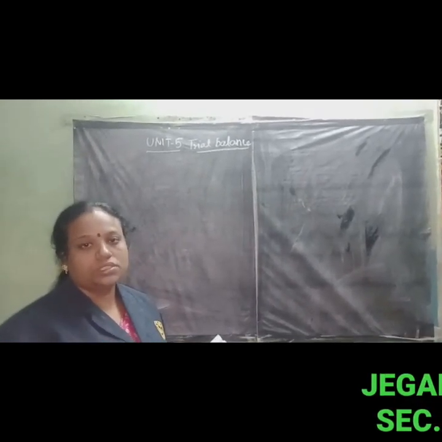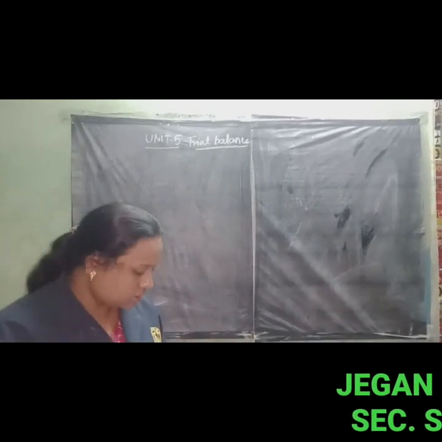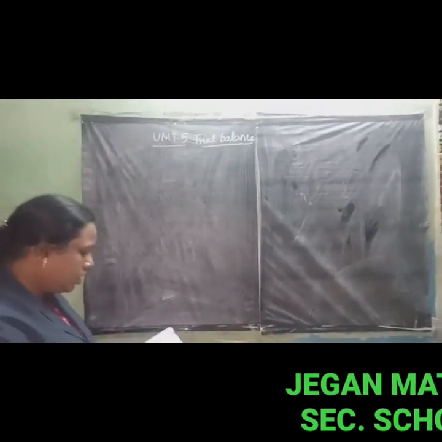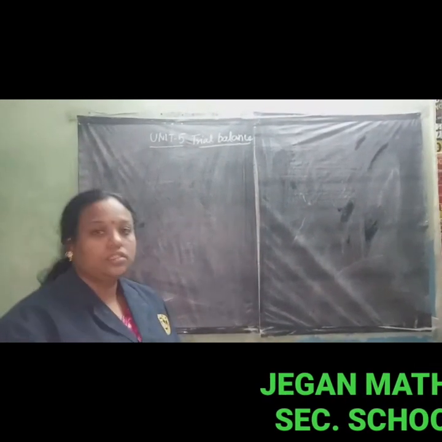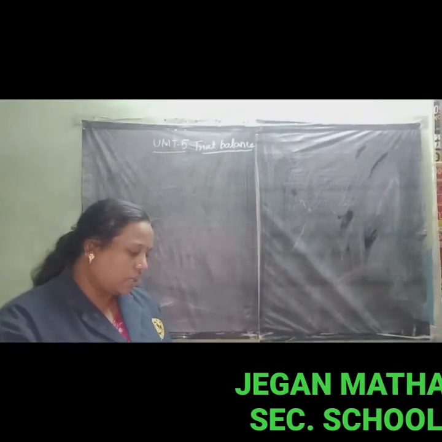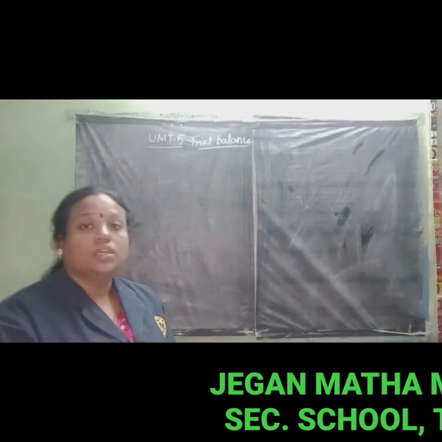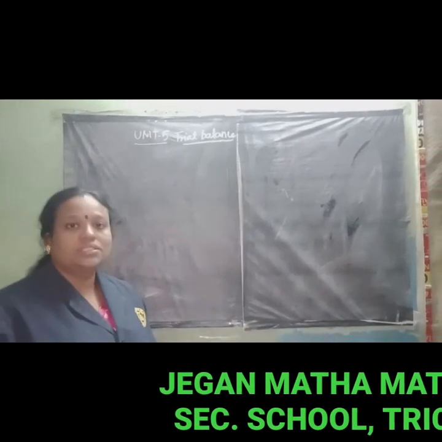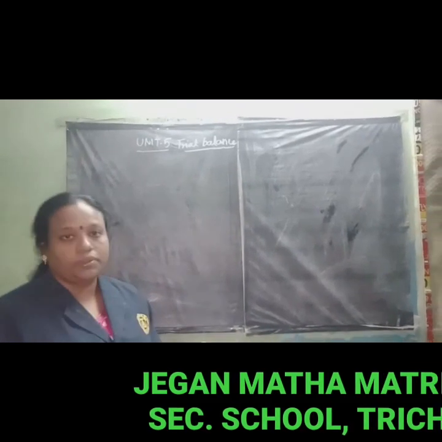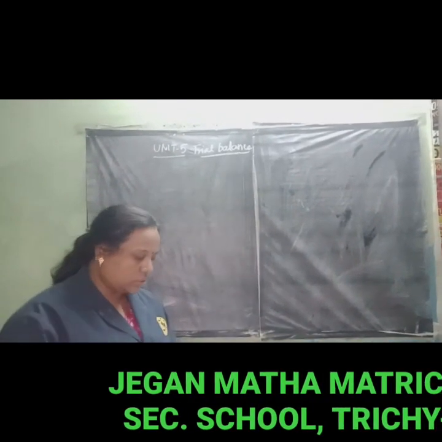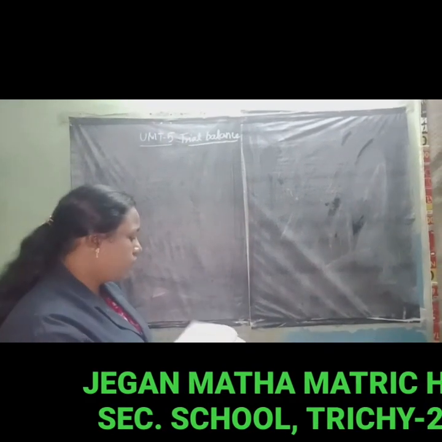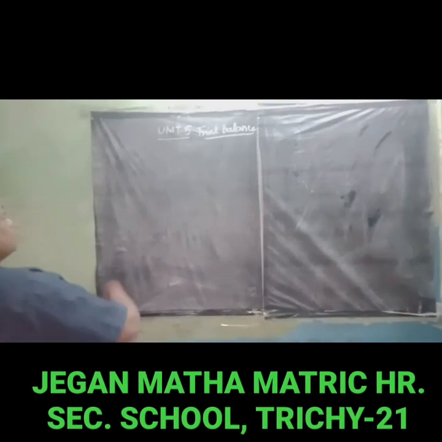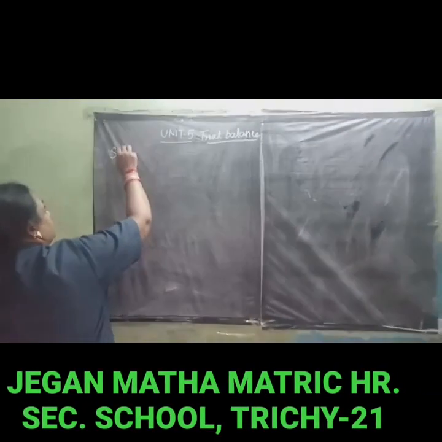In this video we are going to discuss unit 5 trial balance sum number 2. Prepare the trial balance from the following information. I already told you what is trial balance. Trial balance is to know the arithmetical accuracy of the accounts. Trial balance is a statement containing all the debit and credit balances of all the ledger accounts on a particular date. So first sum, prepare the trial balance from the following information. Sum number 2, Exercise number 2.